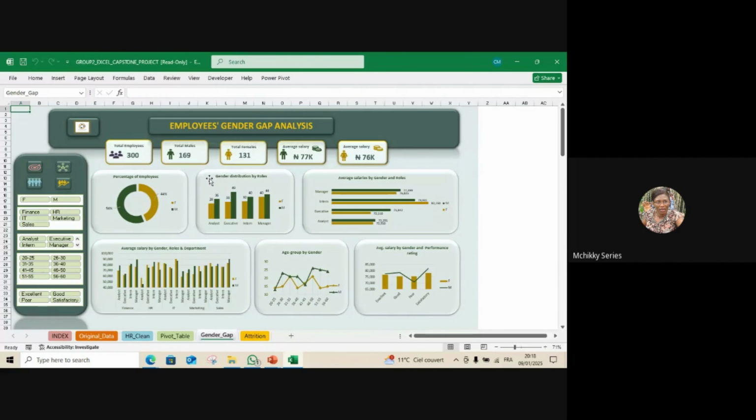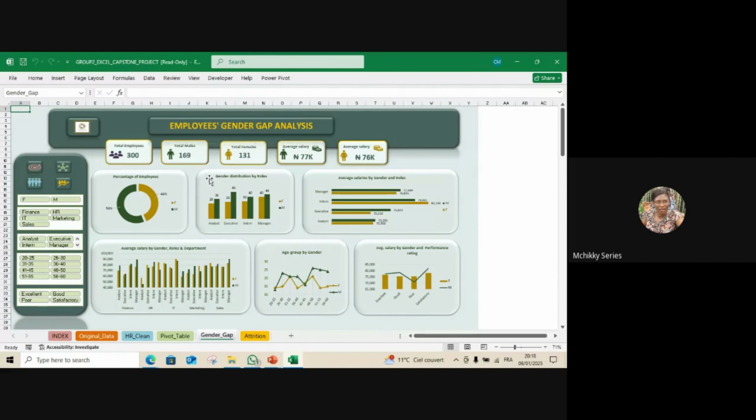So we look at the percentage of employees that we have. We actually want to see the gender gap between male and female in the organization to assess if there is gender equality in the organization. So we found out that we have 44% of female and 56% of male, which is like 12%. There is a gender gap of 12% in the organization.